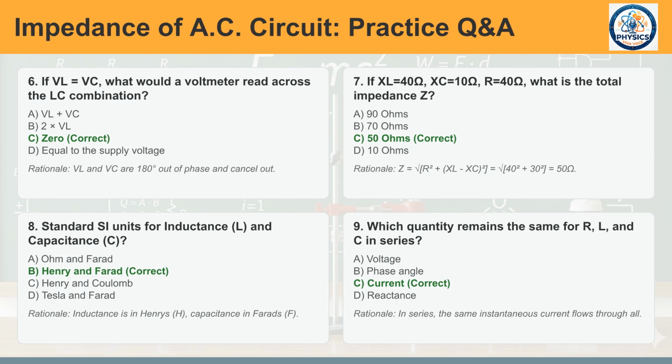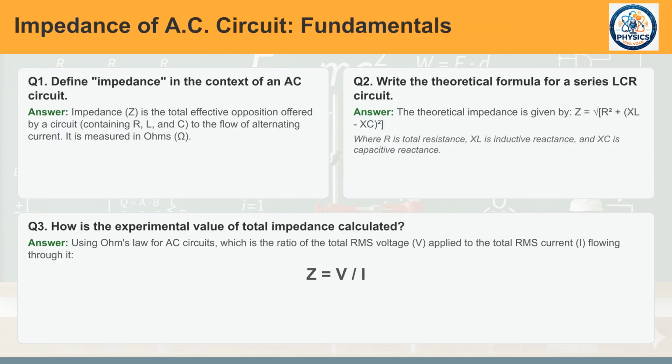Current remains the same for R, L and C in series. Impedance is the total opposition to alternating current, measured in ohms. The theoretical formula for a series LCR circuit is Z equals the square root of R squared plus the quantity XL minus XC squared. Experimentally, impedance is calculated as the ratio of total RMS voltage to total RMS current, Z equals V over I.